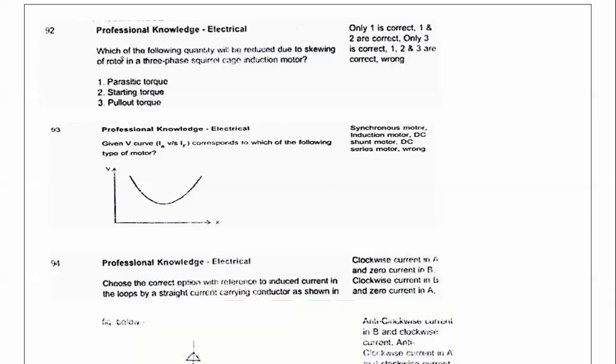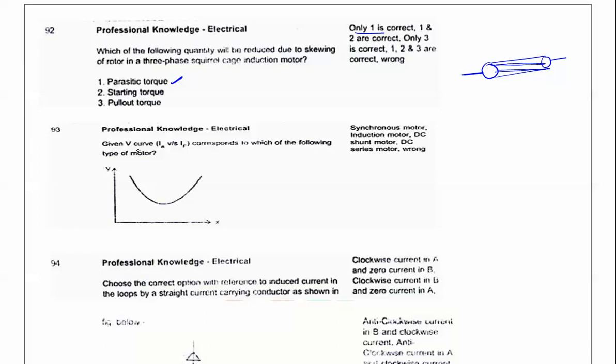The next question is, which of the following quantity will be reduced due to skewing of the rotor in a three-phase squirrel cage induction motor? Normally the rotors are made to skew. Skewing means making a slight angle, so the copper bars which are placed here will be placed like this. So which quantity will be reduced due to skewing? Parasitic torque, or you can say pulsating torque. It reduces pulsating torque in the machine. Only one is the correct option.